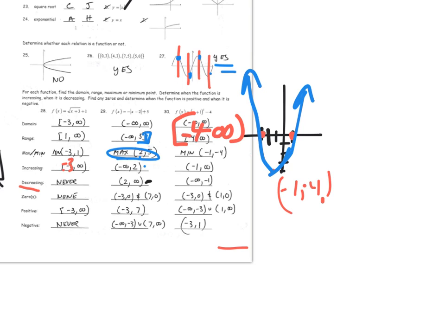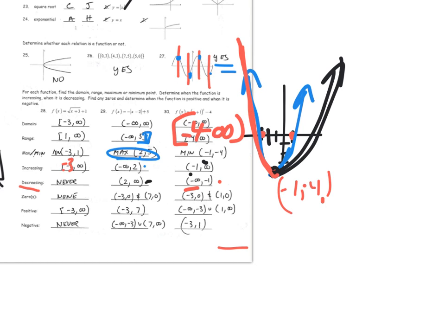The minimum is at (-1, -4). That's the vertex. It's the bottom. That's the minimum. It is decreasing from negative infinity. So it's decreasing from the left till it hits the vertex. And then that's the turning point. And it's increasing from this vertex up this way. Increasing from -1 up here, it is decreasing from negative infinity to here.